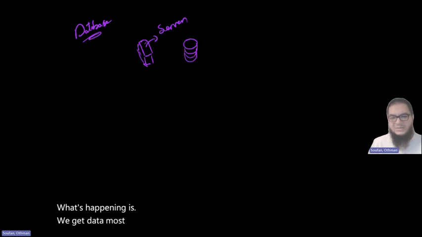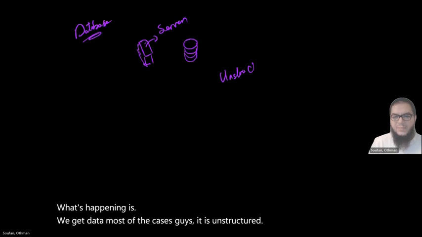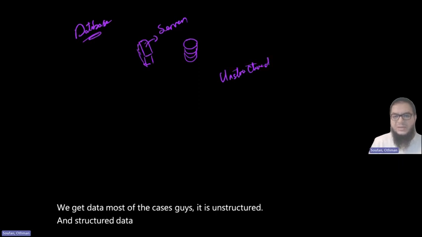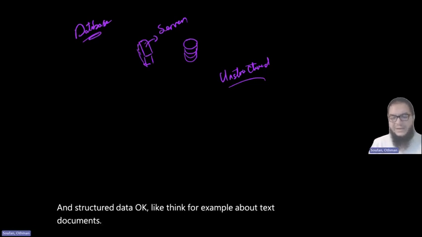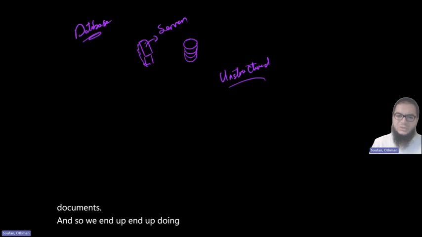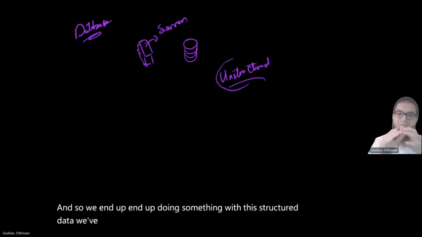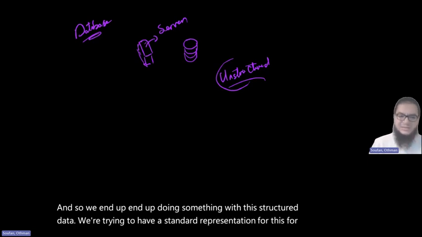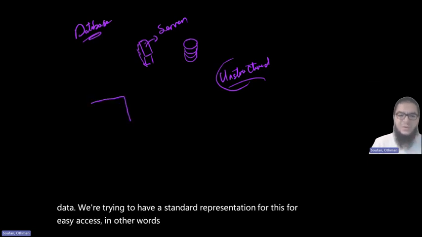In most cases, guys, it is unstructured data, okay? Think, for example, of text documents. So we end up doing something with this structured data. We're trying to have a standard representation for this, for easy access. In other words, we're trying to come up with some tables of information.